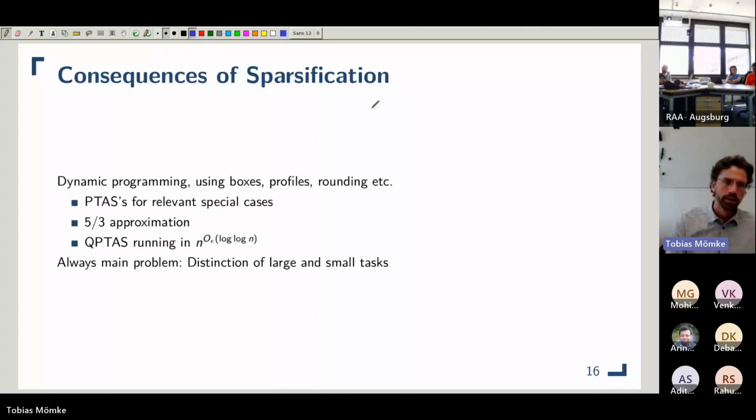And then a few results that I see as somewhat a direct consequence of dealing with sparsification. It needed some new insights, and it developed our understanding piece by piece, but the core technique of those results was the sparsification. That was a PTAS for relevant special cases, a 5/3 approximation in polynomial time, and a quasi-polynomial time approximation scheme that had an improved running time. Before we had n to the O of log n, and now we have n to the O of log n improved. For those results, we needed some boxes and some insights and the sparsification lemma.